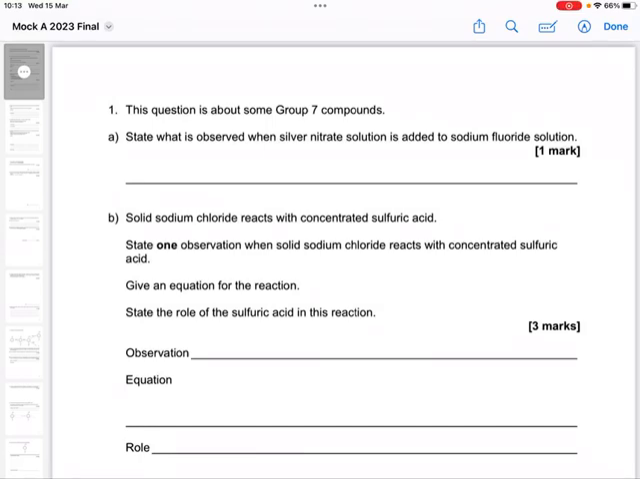This question is about some group 7 compounds. State what is observed when silver nitrate solution is added to sodium fluoride solution.